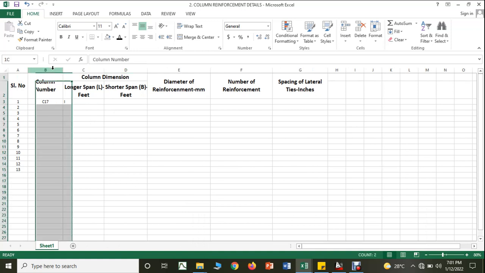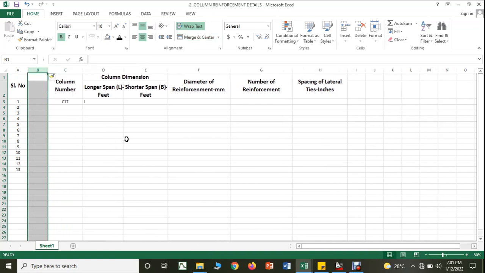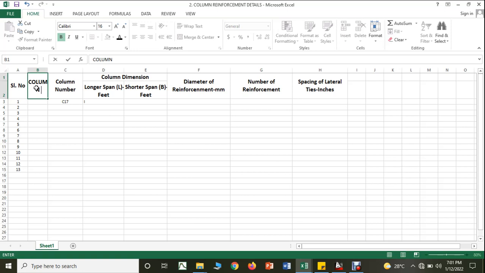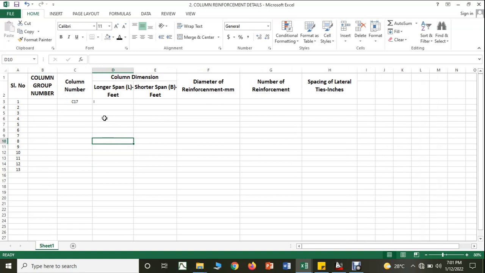Let us add one more column. Insert. I can make this the column group number. So this will be the first group of column number 1. The longer dimension is 1 feet 6 inches, whereas the shorter dimension is 9 inches.